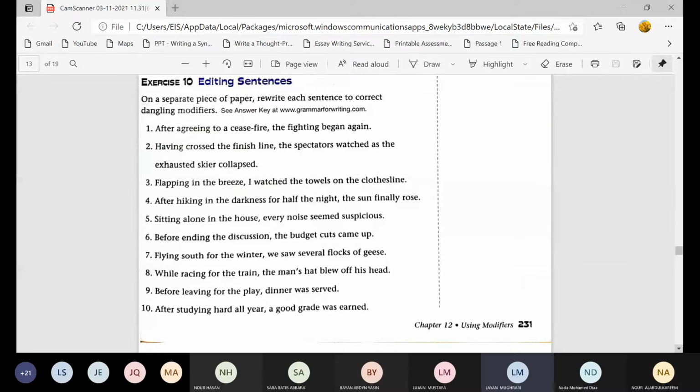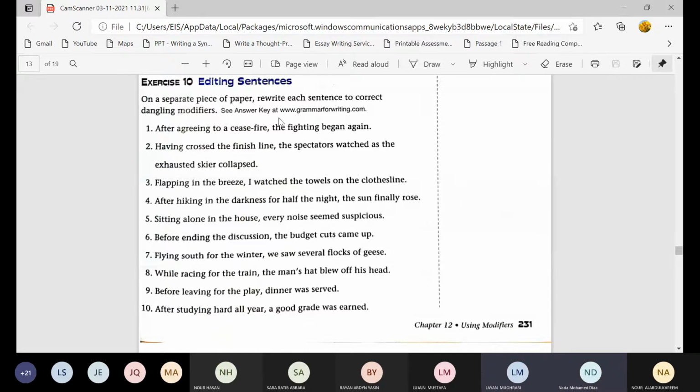Isn't it correct, Miss? Look at the example above on the same page. He says, after searching for hours, the missing letter turned up on my dresser. Here it is more clear, because the word's meaning is who has been searching for hours. So after agreeing to a ceasefire, the fighting... Who agreed? Okay, so after agreeing to a ceasefire, the tribes began fighting again.